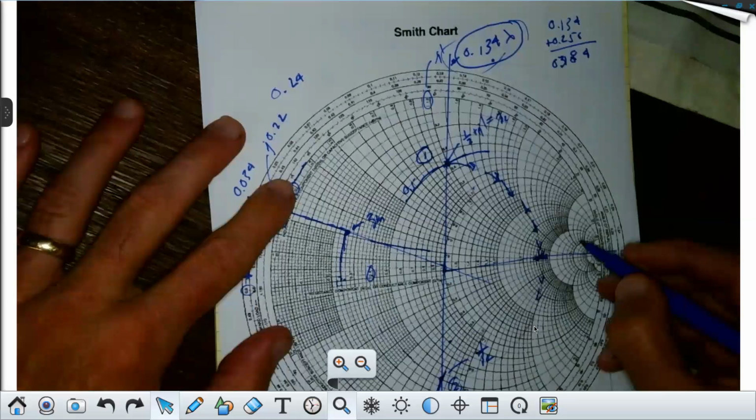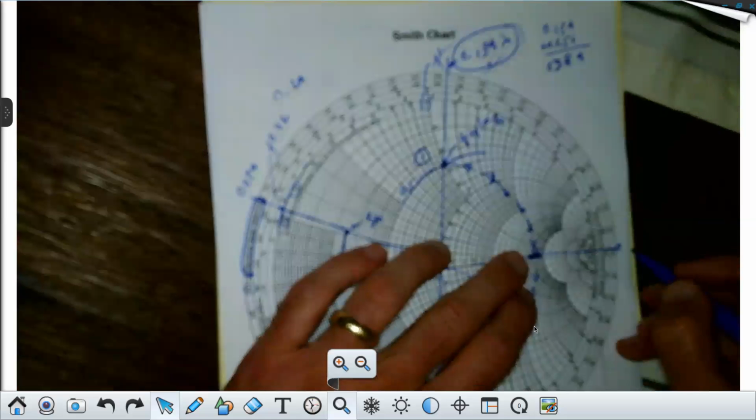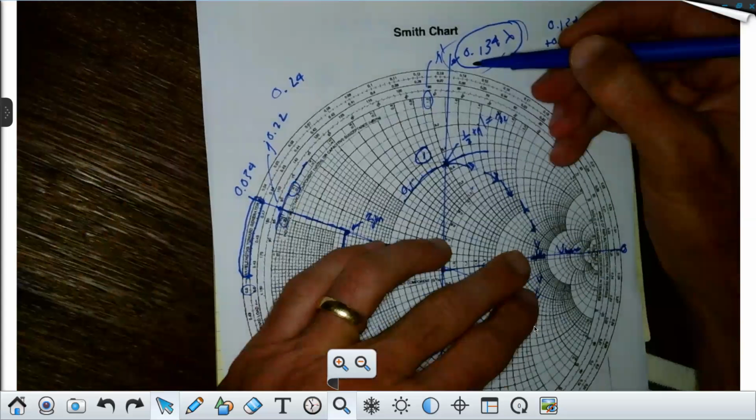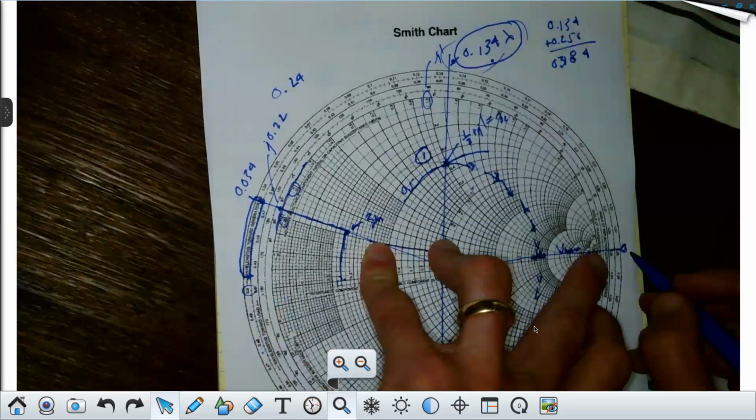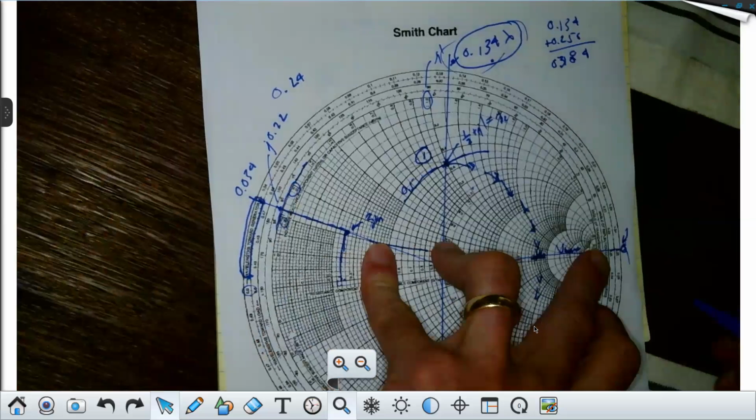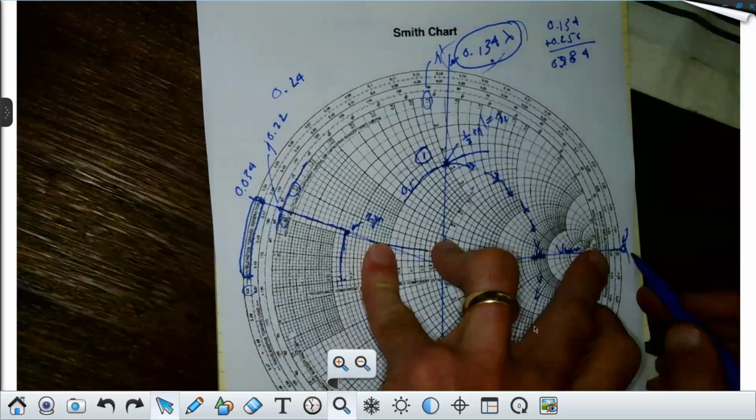So this is Vmax here. This is Vmax, would be this distance right here. And how far would that be? On your Smith chart, what is this number right there? Anyone? Outer rim, wavelengths towards generator. What do you read right there? 0.25. That's right. Don't forget that number.